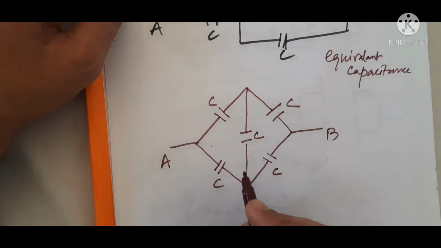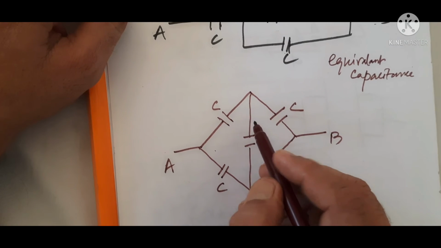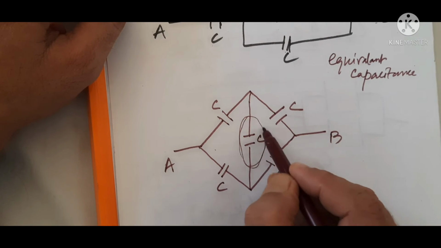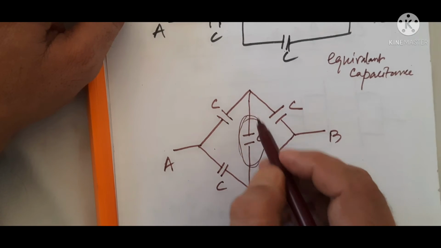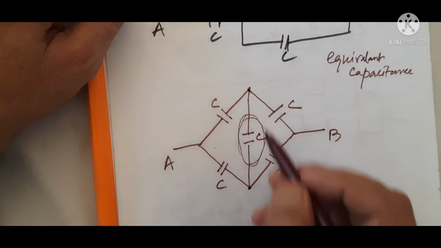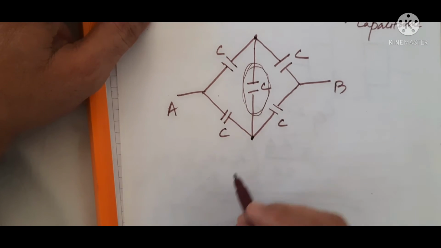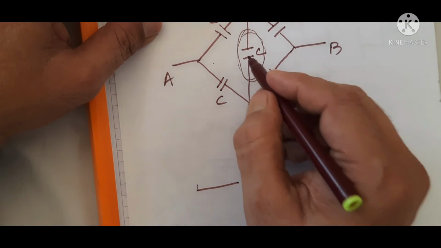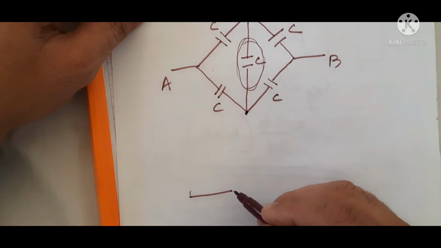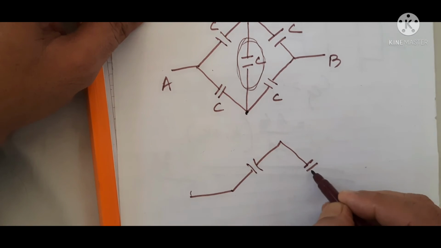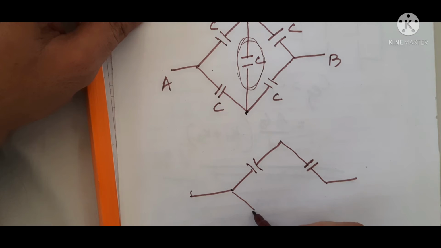Now, in this particular case, what we are going to observe is that no charge is going to flow in this part, because here the potential is same as here. यहाँ का potential same रहेगा. We can draw this in this manner also. So it does not matter. We can draw the same circuit having the capacitors like that.